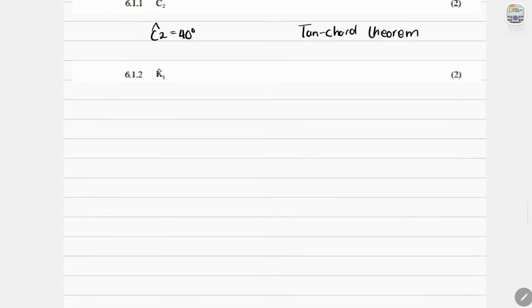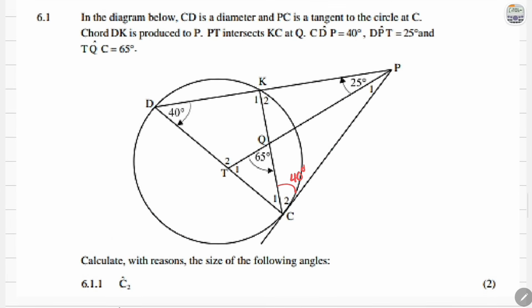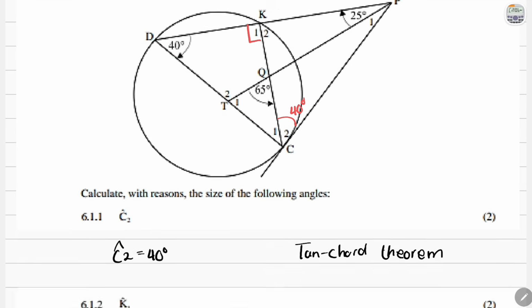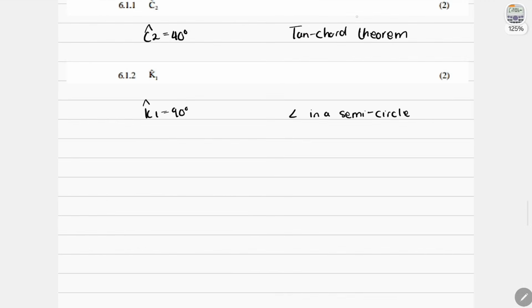Question 6.1.2 says find the size of angle K1. Okay, so angle K1 is over here. Okay, and straight away you see that it's the angle subtended by a diameter. Okay, the angle in a semicircle. So it's equal to 90 degrees. So you can just put that down. That's 90 degrees over there. So show them that angle K1 is equal to 90 degrees. And this is because we have an angle in a semicircle. Okay, and that is our answer for that. Moving on to the next question.